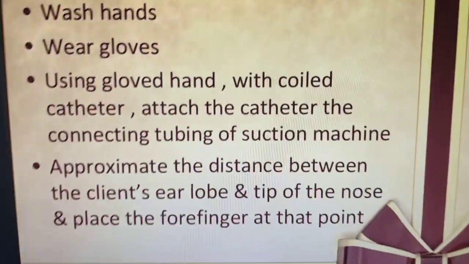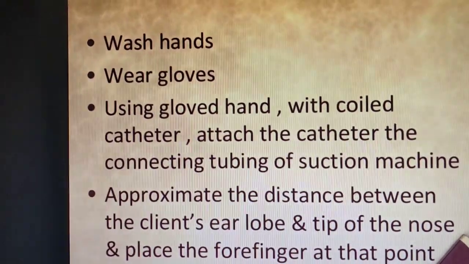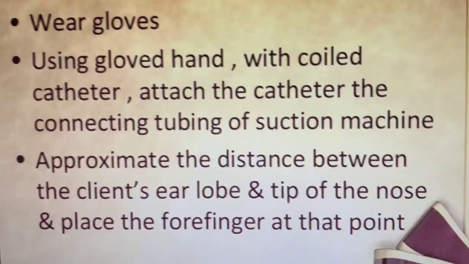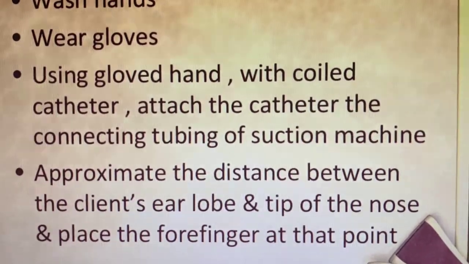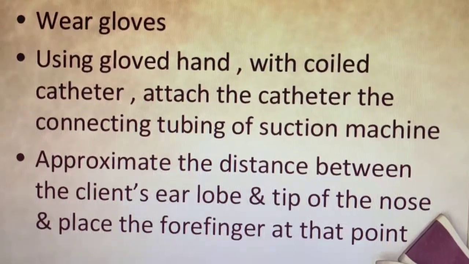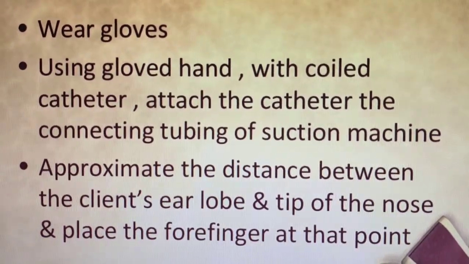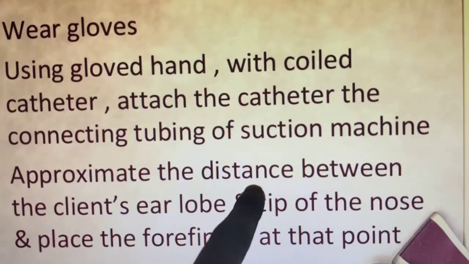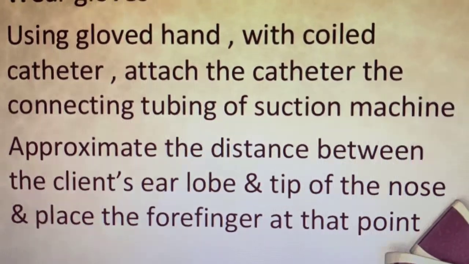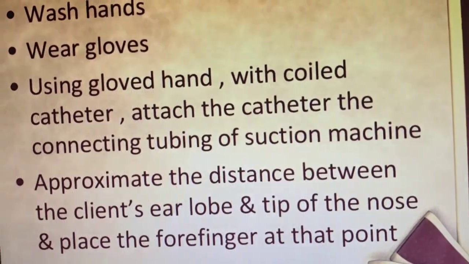Clear? Before connecting this, you have to take the approximate distance also. You can measure the suctioning catheter like this: place the catheter from your client's ear lobe to the tip of the nose, like you do for nasogastric insertion, or the same thing. Otherwise we can do it directly also, but if you want to know where the pharynx is and where the trachea is, take the distance between the client's ear lobe tip and the tip of the nose. You measure it like a triangle shape. Then you come to know how much you can insert. Clear? I'll show it in the video.